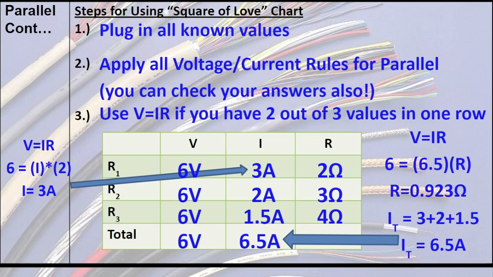Lastly, we have resistance, and we could solve for this 2 ways. We could use that really difficult equation on the last slide, or we could just use Ohm's law to figure out resistance. And Ohm's law, V equals IR. 6 is our total voltage. Our total current is 6.5. So we solve for R, and we get R is equal to 0.923 ohms.